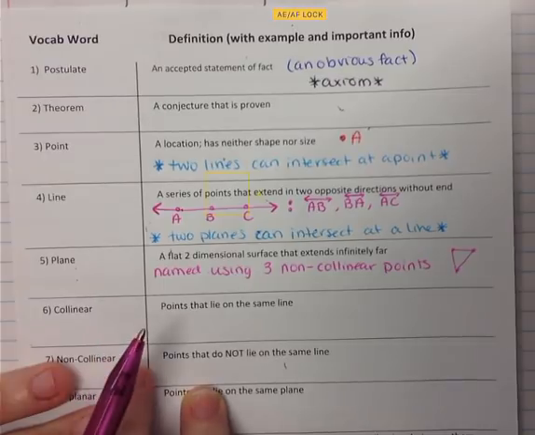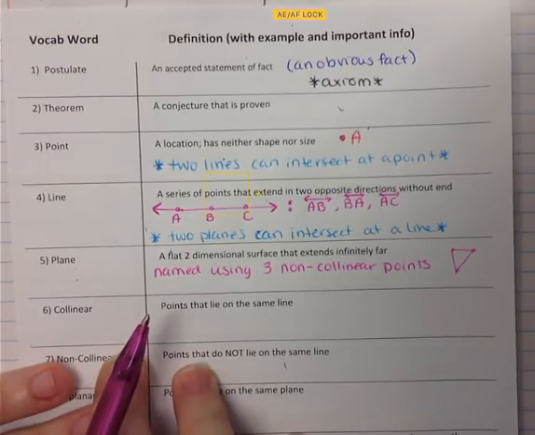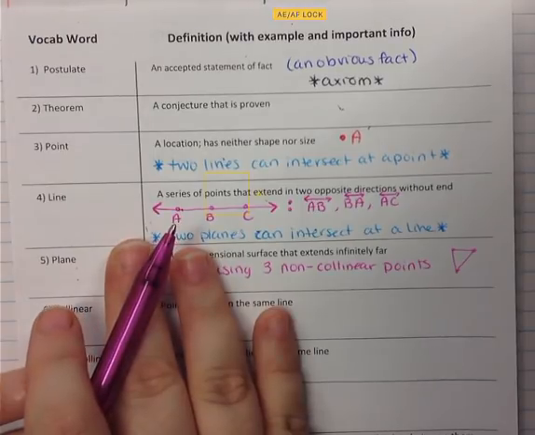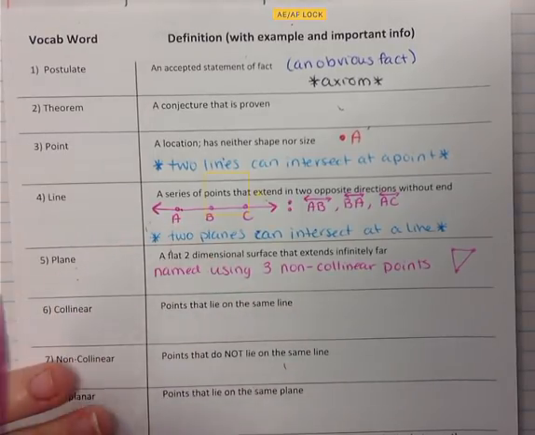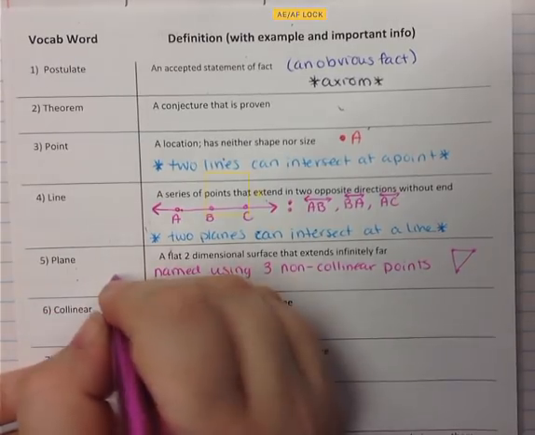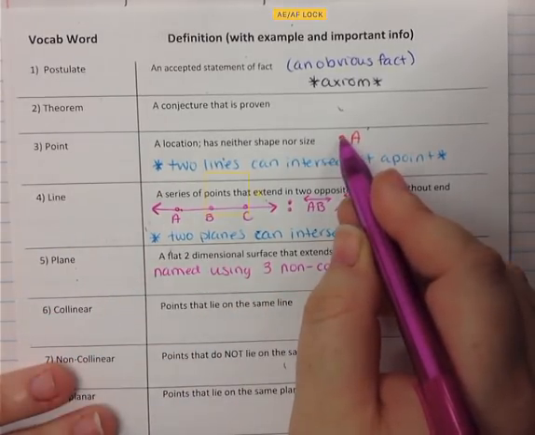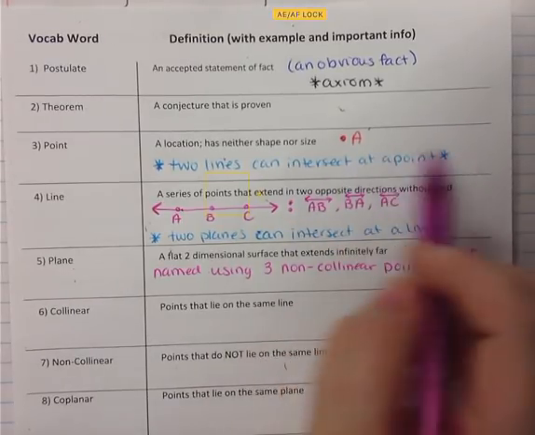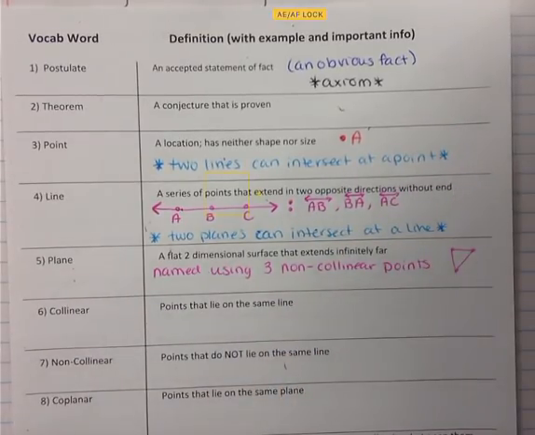The floor is an example of a plane. The wall is an example of a plane. Anything that is a flat, two-dimensional surface. So a box is not a plane because that's three-dimensional. A single point is not a plane. A single line is not a plane because that's only one dimension.